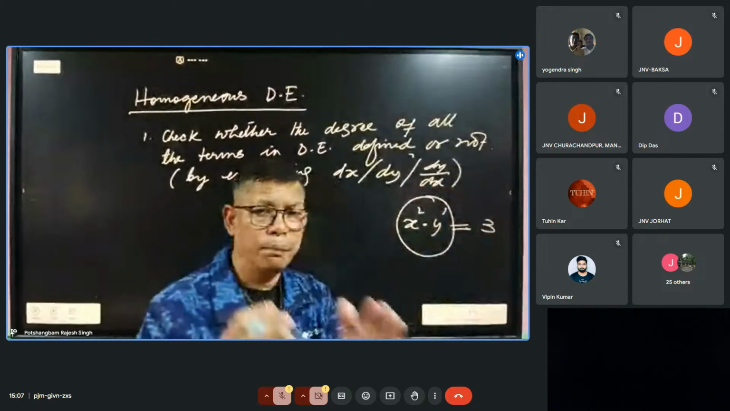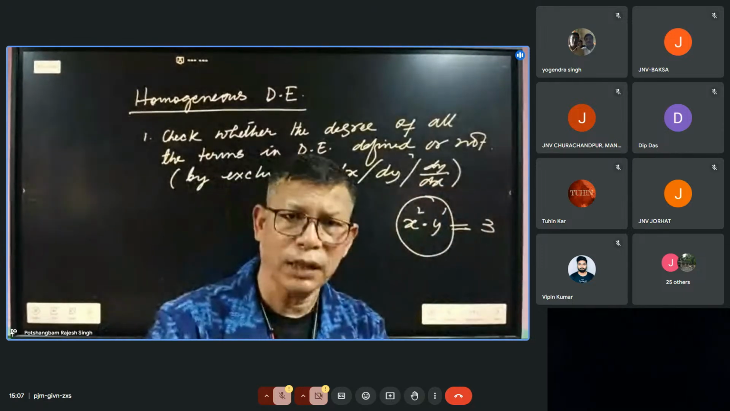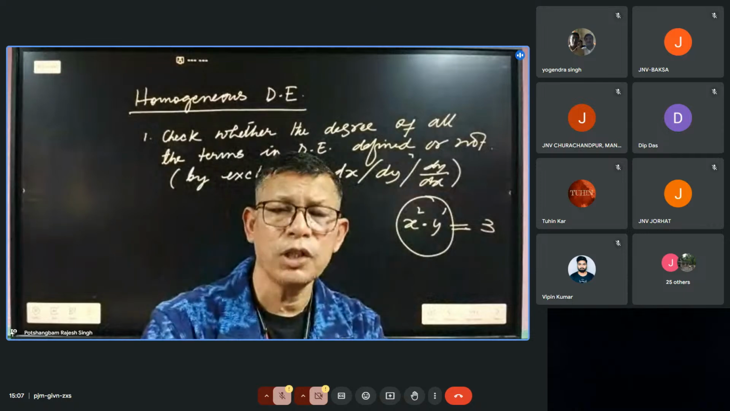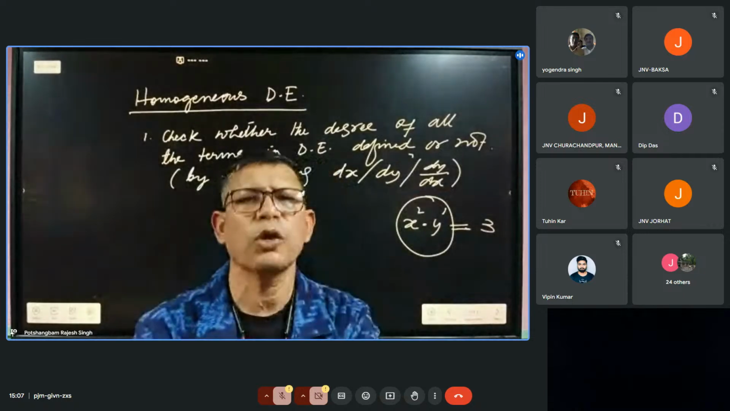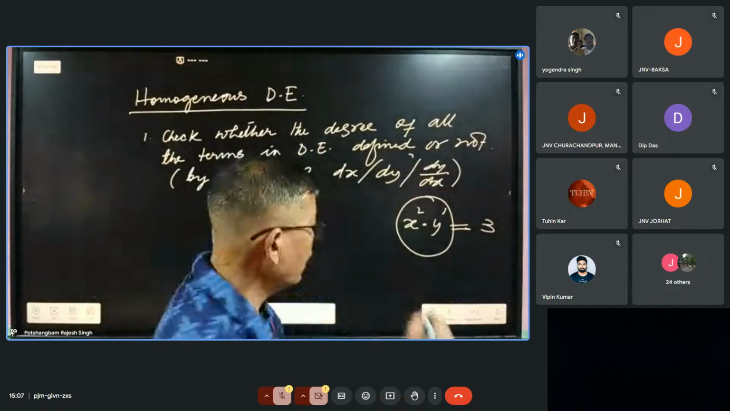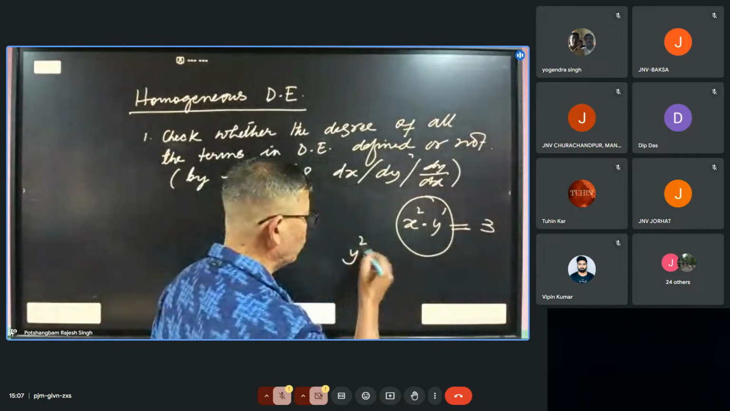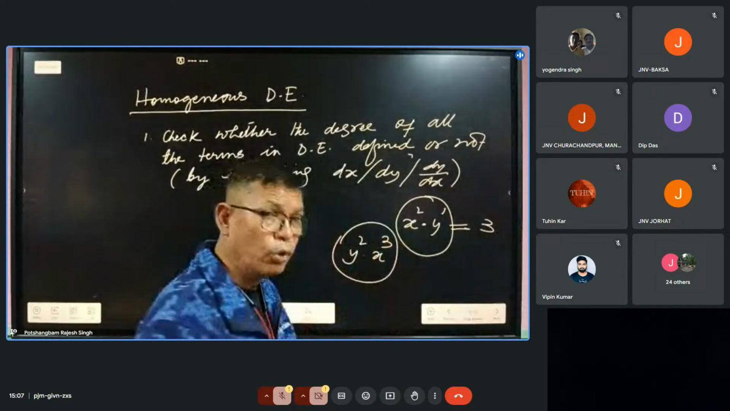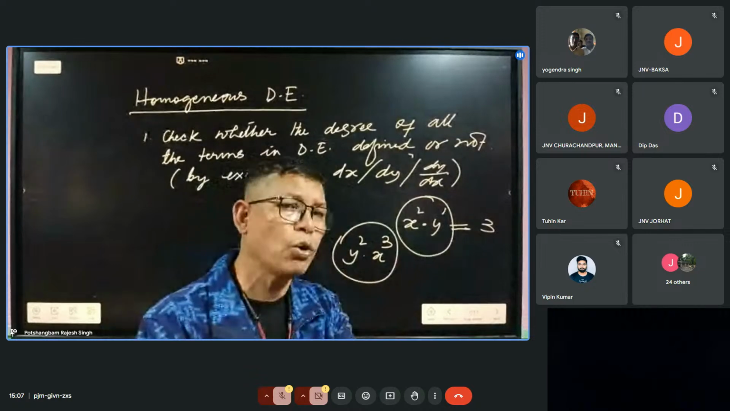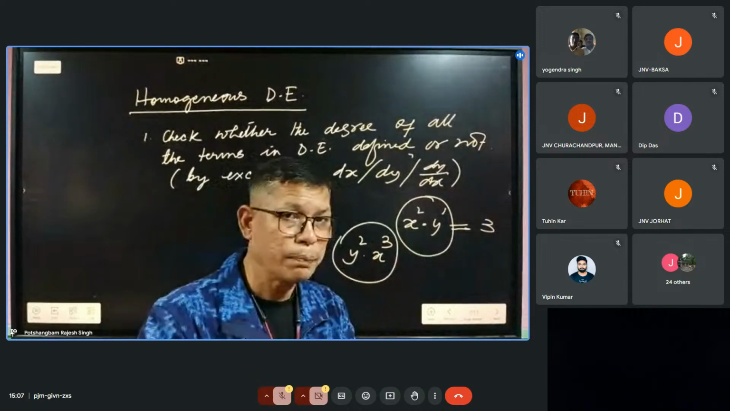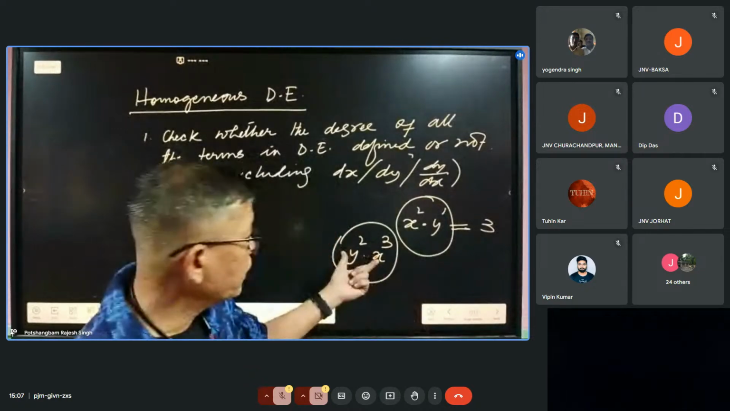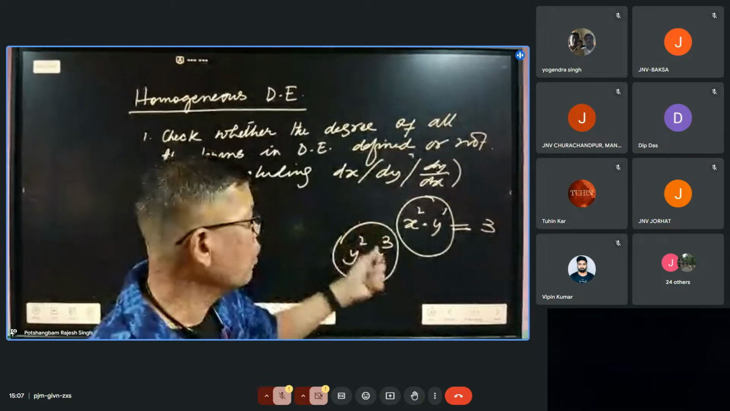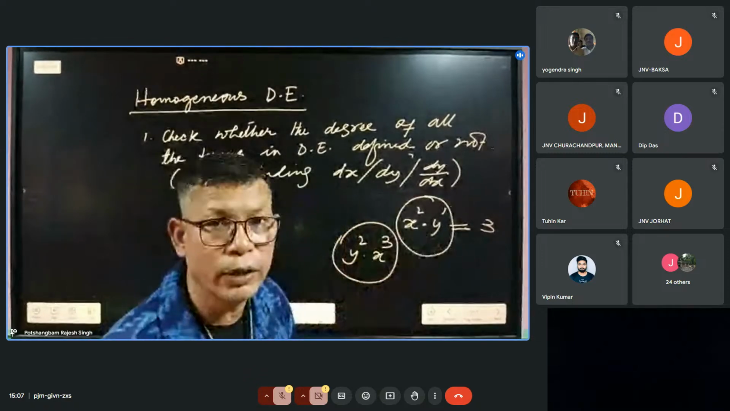If the variables are in product form, the degree of the term is measured by the sum of the powers of the variables. For example, say y squared into, suppose, x cubed. It is one term. You know, terms are distinguished by plus or minus, not by multiplication and division. So this is to be treated as only one term. For this term, what is the degree? Five is the degree. Okay.